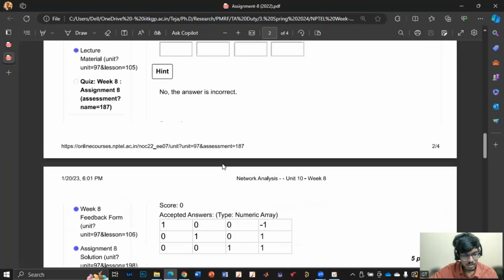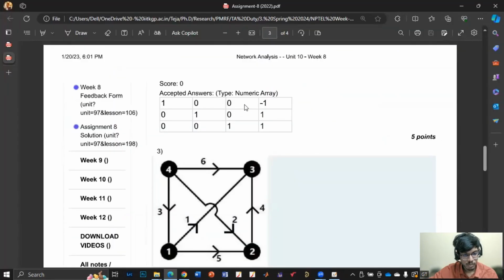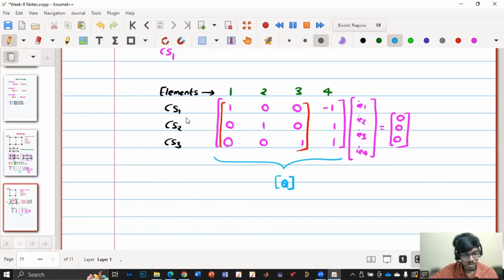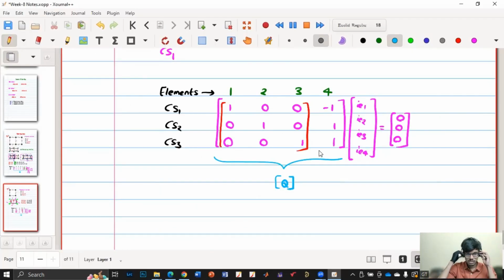So our answer is here. What is our answer? 1 0 0 minus 1, 1 0 0 minus 1, 0 1 0 1, 0 1 0 1, 0 0 1 1, 0 0 1 1. So is this part clear? How to get cut set matrix?